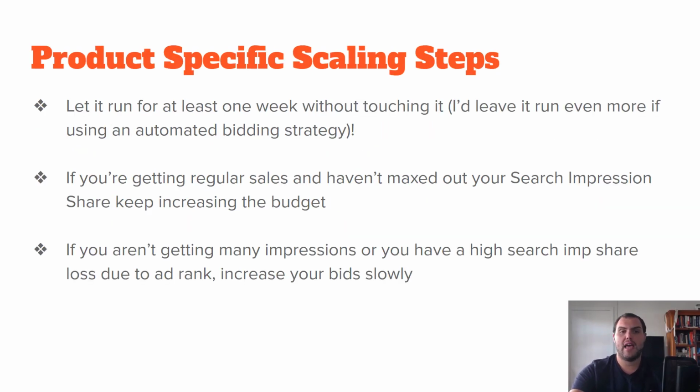Now the steps, okay? Let it run for at least 1 week, okay? So we're talking about the steps of how to scale a product-specific campaign, okay? So a product-specific campaign, we've got it. How do we then scale that, okay? We want to, obviously, let it run for at least a week without touching it. For me personally, I might let it run 2 weeks without even touching it, okay? Especially if you're using an automated bid strategy, you need to let Google optimize, okay?